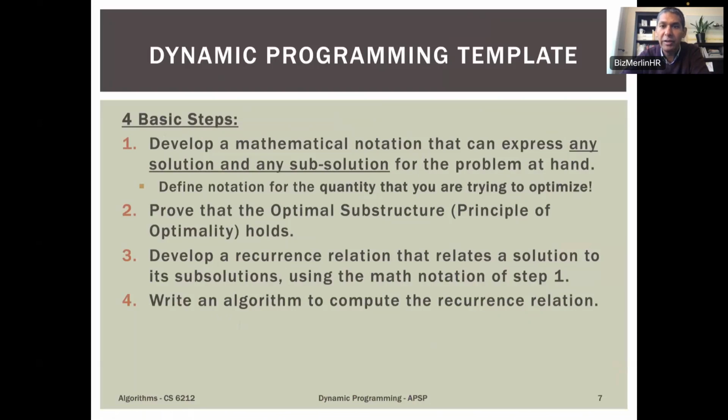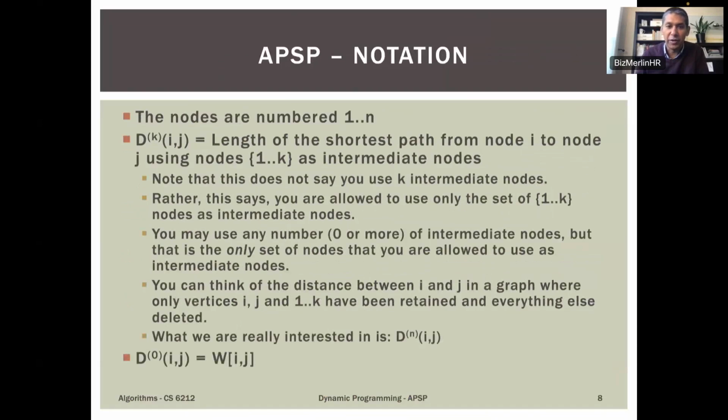Once we have a good notation, we can actually solve it. The notation that we have to develop is something that can express the solution as well as any sub-solution. So let's try to see in this case what is a good dynamic programming notation. I'll present the notation next, but I will mention that while all pairs shortest path is a very intuitive problem, sometimes this particular notation does not come out as intuitive to many people. So it's an intuitive problem with a counterintuitive solution notation here.